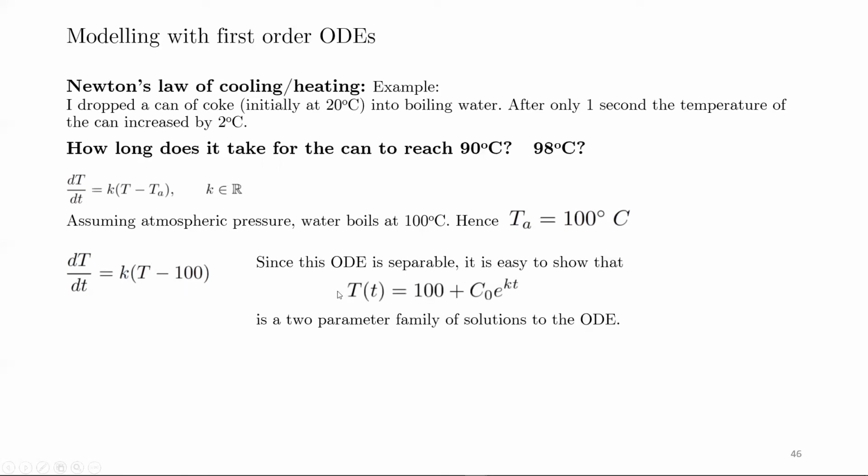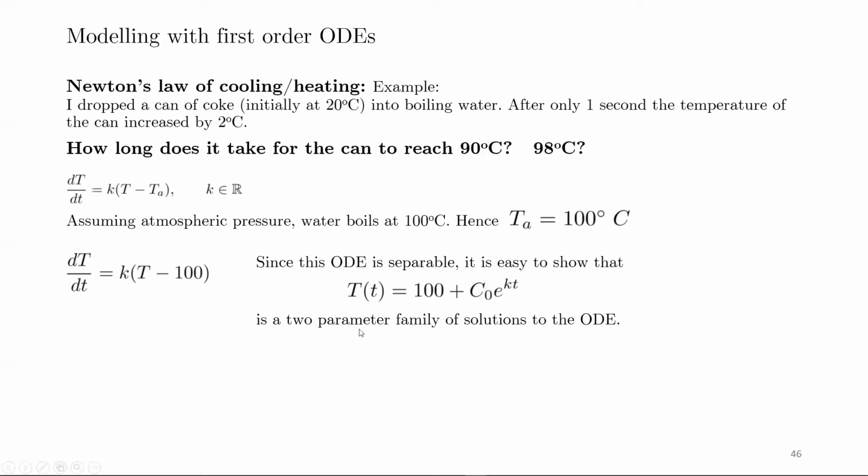you find that the temperature at time t is equal to 100 plus c naught, the integration constant, times the exponential of k times time. So k is again that constant in our differential equation. It's just a real number that we don't know yet.